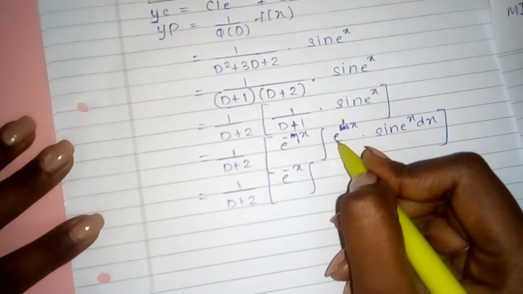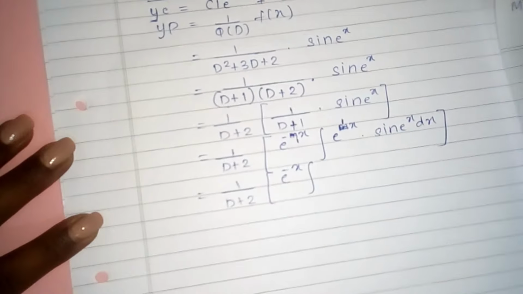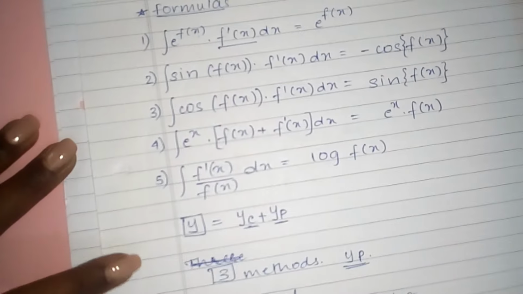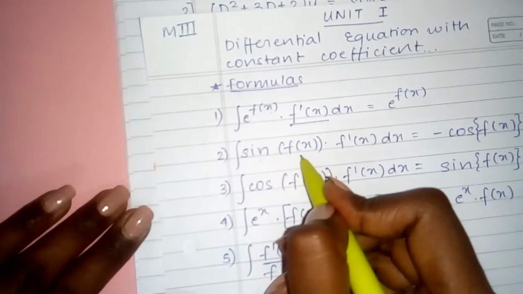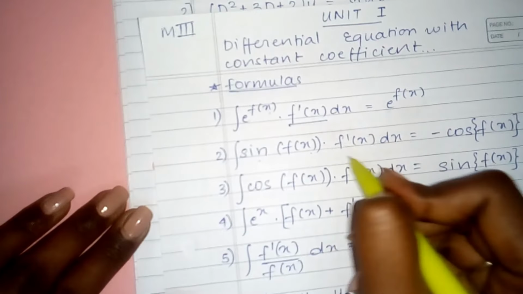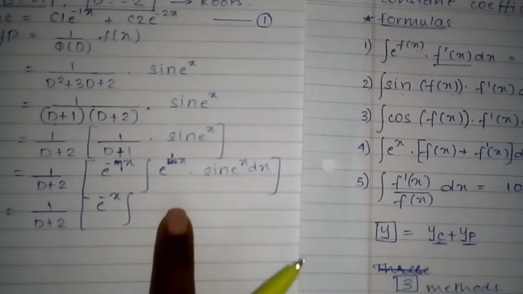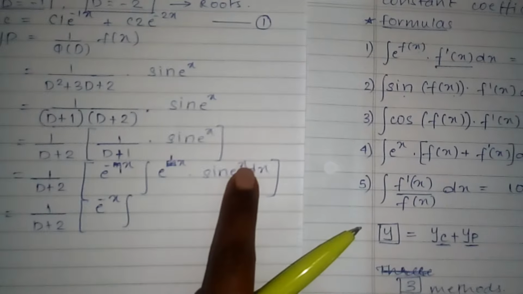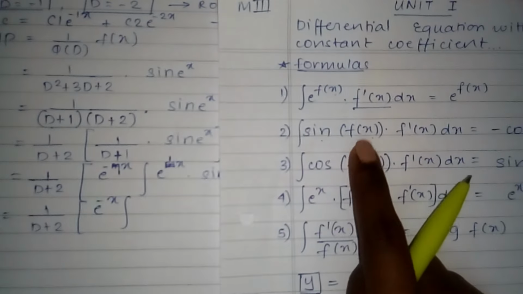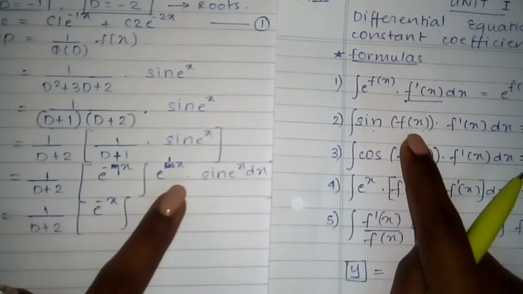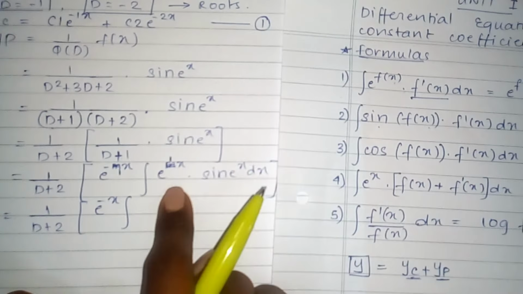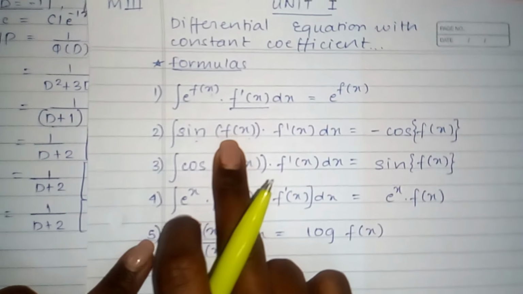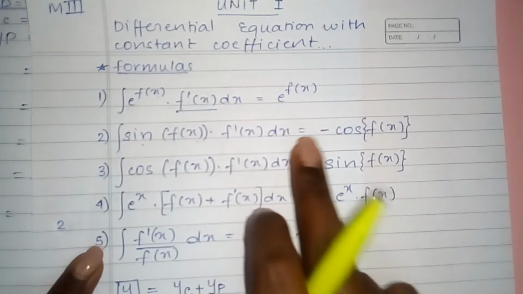Now we'll take this formula sheet. We can see over here we have a formula for sine f of x and derivative of f of x. Now we can compare. Now sine e raised to x is the f of x. So sine e raised to x into e raised to x. The derivative of e raised to x is e raised to x. So this formula will be applied over here, and the answer to this formula is minus cos f of x.